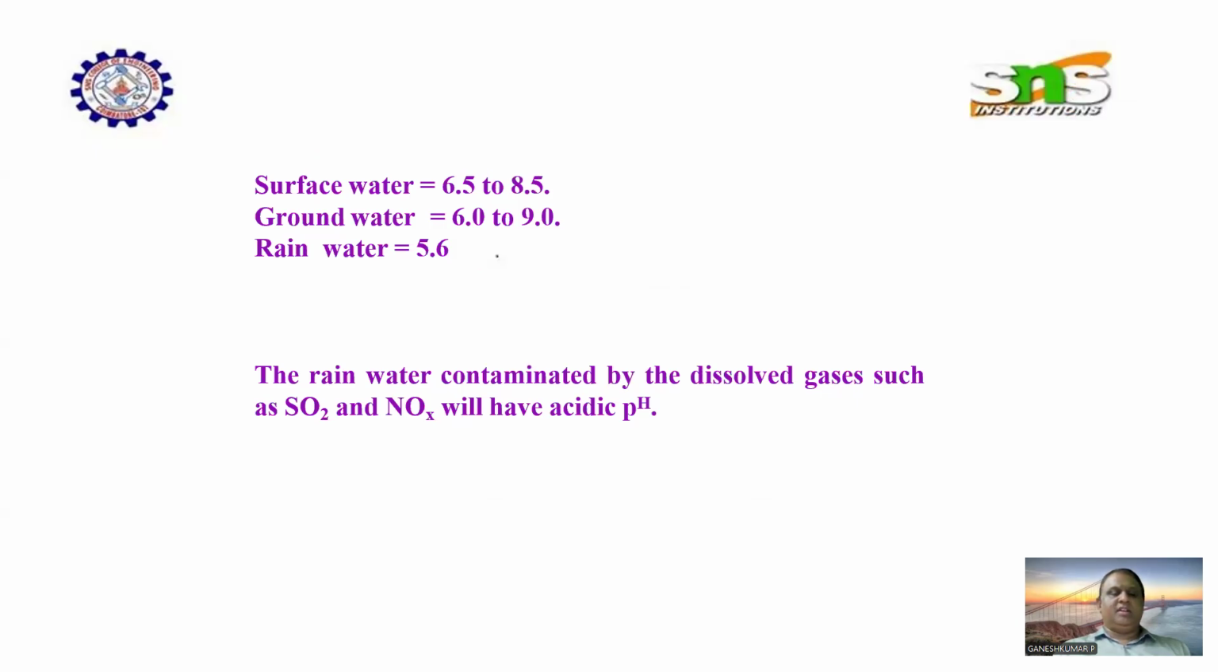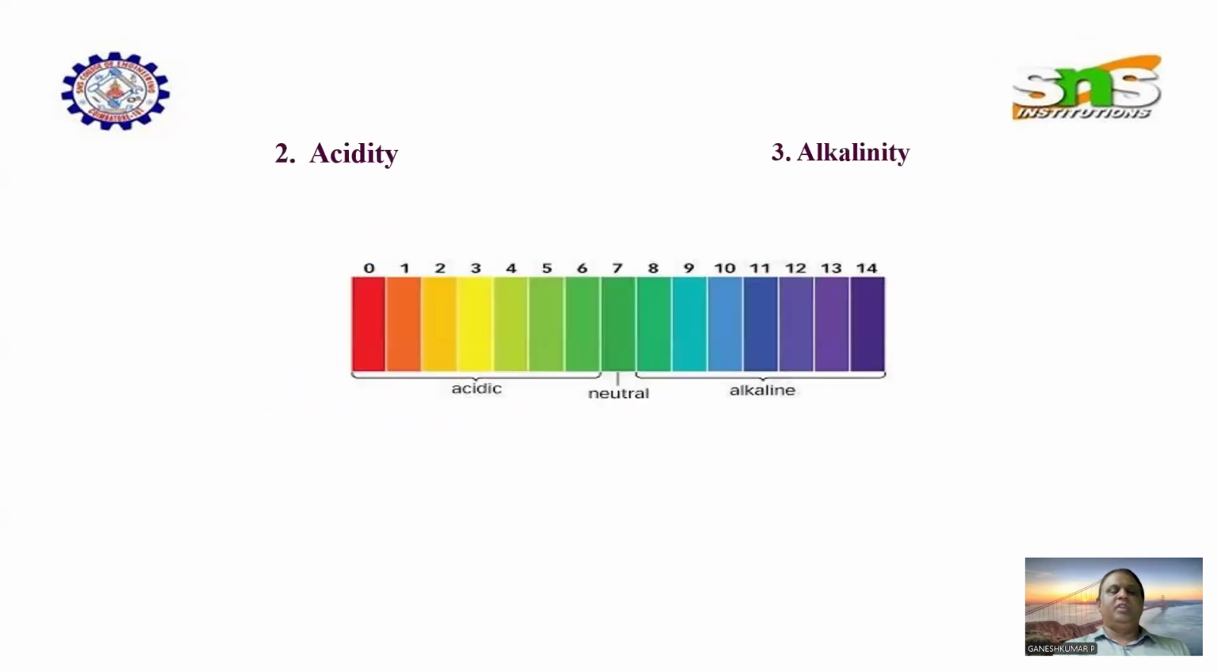But surface water has a pH of 6.5 to 8.5 due to the presence of minerals. Groundwater is 6 to 9.0, and rainwater is 5.6, which is found to be acidic. Rainwater is contaminated by dissolved gases, and a pH less than 6.5 in rainwater is an acidic pH. So acidity and alkalinity: a pH value more than 7 is an alkaline value, and less than 6 is an acidic value.